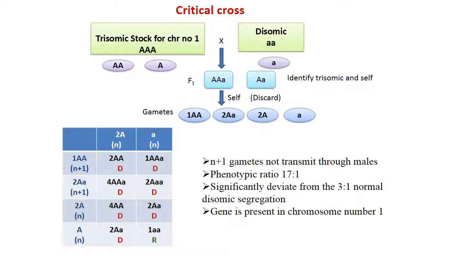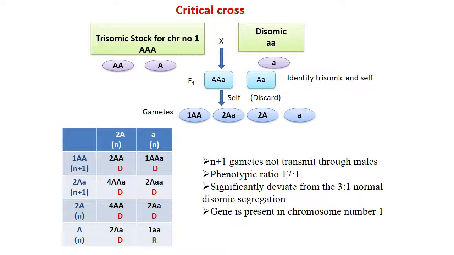Critical cross: a trisomic stock for chromosome number 1 crossed to disomic. The gametes are homozygous capital A, or we can say the dominant AA, and one more is single A, and the other gamete is small a. After crossing this, in F1 we will get capital A, small a, and capital A, small a, that is, in heterozygous condition. In the F1 we should identify the trisomics and it should be selfed.